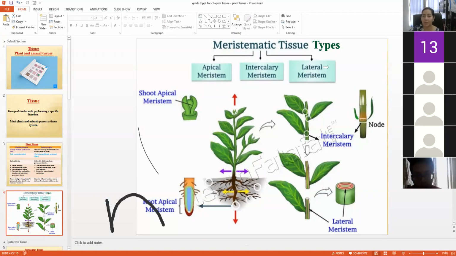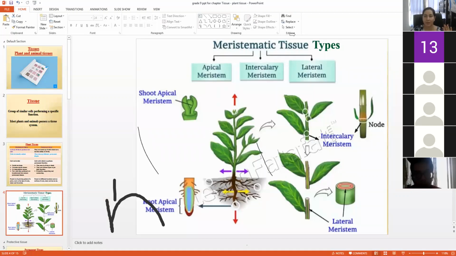And lastly, where is the lateral meristem present? A lateral meristem, students, helps the plant to grow in diameter. So this is what we have shown here. It grows in diameter. So apical will help in growing the length, and lateral will help in growing the diameter. The plant grows in breadth. So that is where the lateral meristem is present. And intercalary helps in the growth of the middle portion of the plant.